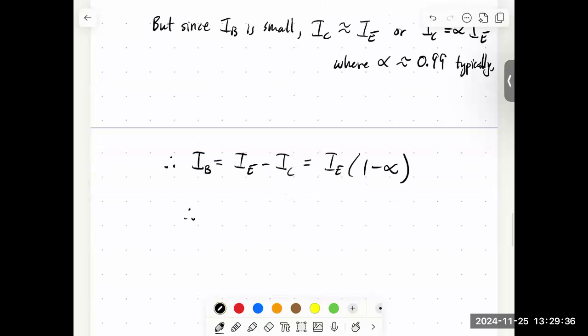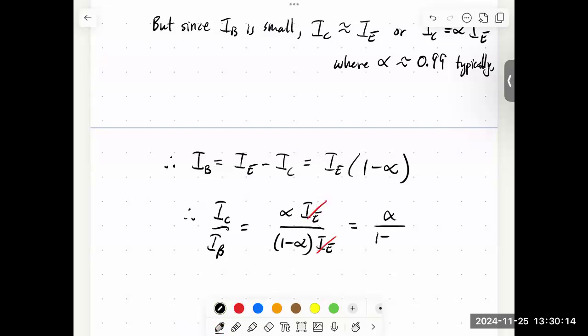And so what I'm going to do is take the ratio of the collector current to the base current. The collector current we said is alpha I emitter, and the base current we just worked out is (1 minus alpha) times I emitter. And so this is alpha over (1 minus alpha).